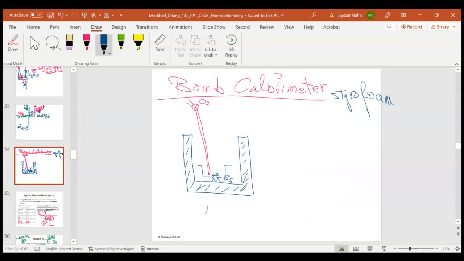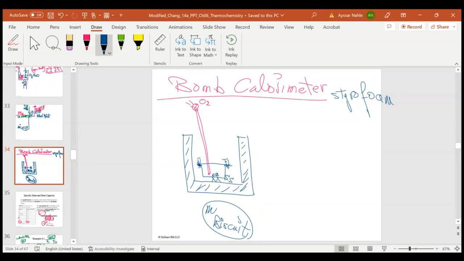I know the mass of the biscuit. I put it inside, and then I close this container. This container is closed perfectly with the screws and bolts. It is perfectly closed.